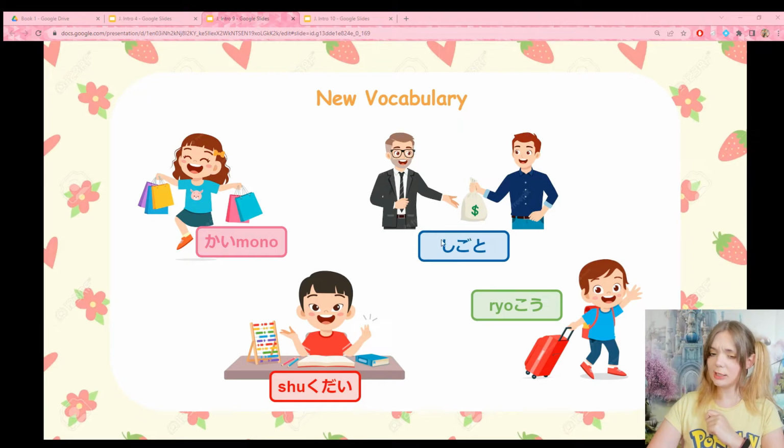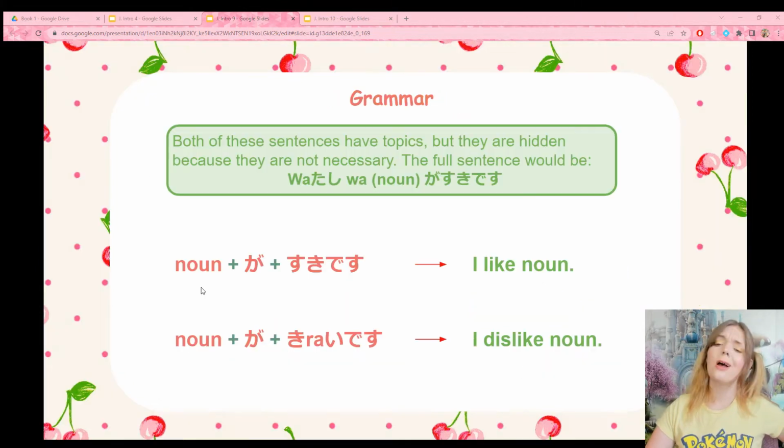What do you think it is? Can you read it? Take a minute. Shigoto. This is shigoto and it means work. Then down here we have shukudai. Shukudai, that means homework. Then this one here, ryoko, which means to travel. That R to the Y sound is very, very hard for me to do. I have trouble with that. Ryoko, ryoko. All right, now let's talk about how to say that you like or dislike something.